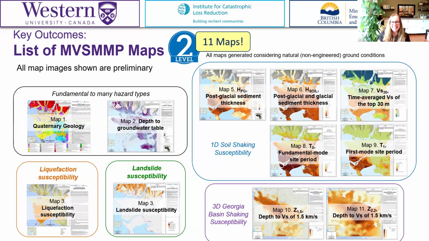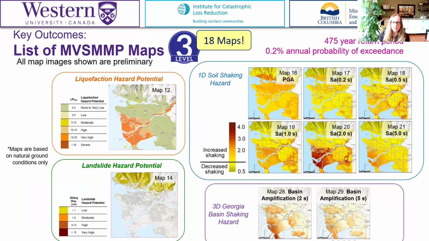Now, here we go. Here's the key outcomes of the project. We've created 29 maps. Here you can see 11 maps that are only level 2, or only an indication of where the ground might be susceptible to liquefaction or landslides, where the ground might be susceptible to increasing or decreasing amplitudes of shaking, or what kind of period range that might happen, and where the Georgia Basin is relatively deep, and therefore where 3D basin shaking might be susceptible.